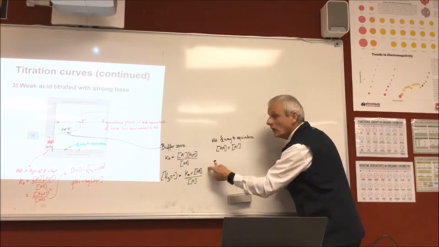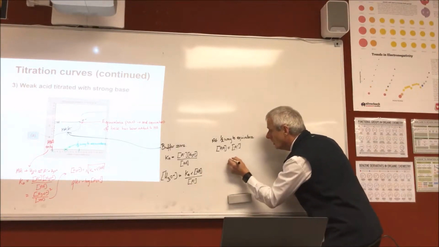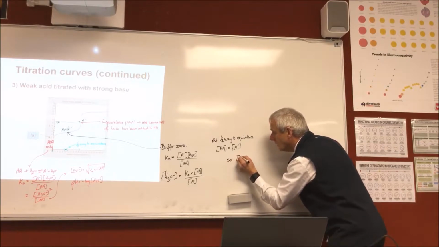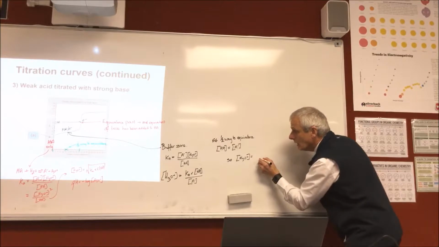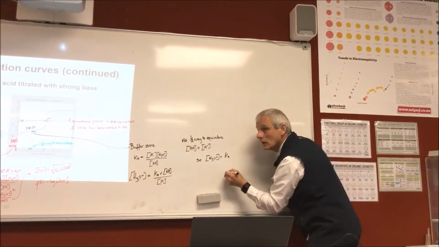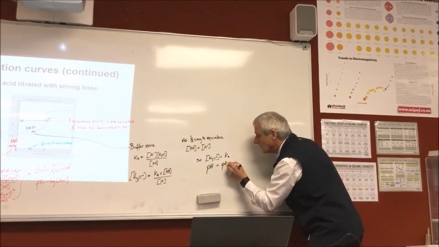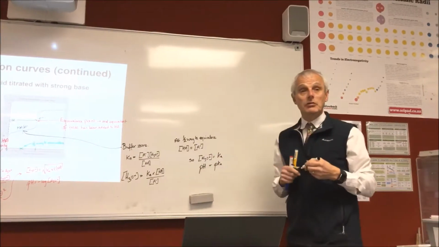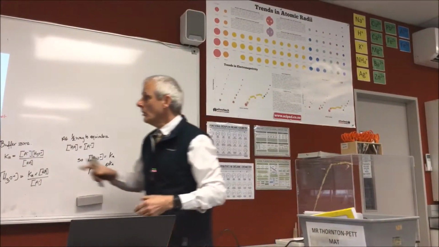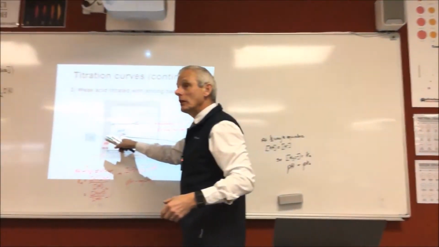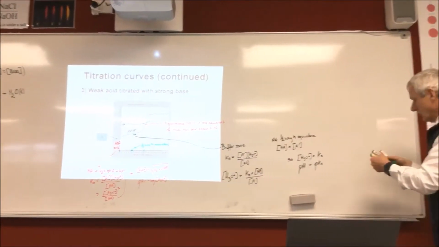So if these two are the same, they basically cancel out, and so H3O plus is equal to Ka. So the pH is equal to the pKa, because I'm just taking minus the log of both of them. So if we know what the pKa of the acid is, we know what the pH is at this point here. Okay.